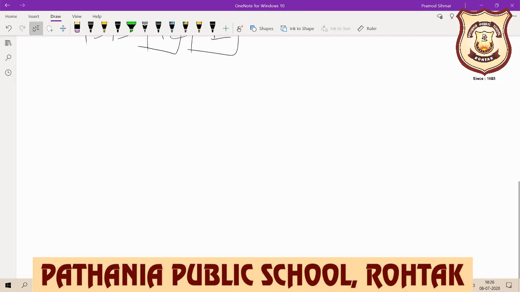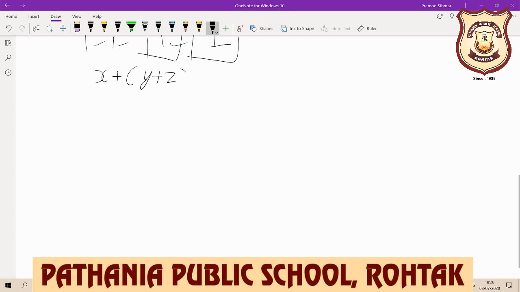So you can write down here the associative law. What is the law? Law says that x plus bracket start y plus z bracket close is equal to x plus y bracket close plus z. This is associative law. So we prove it. Let's start.